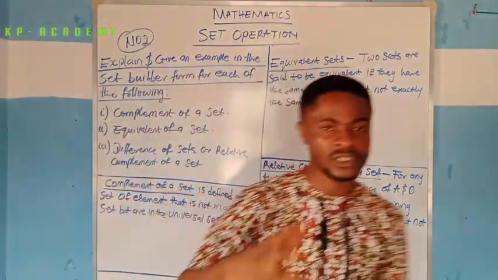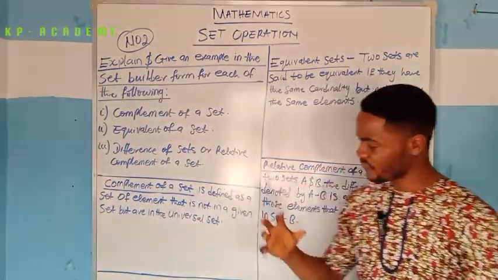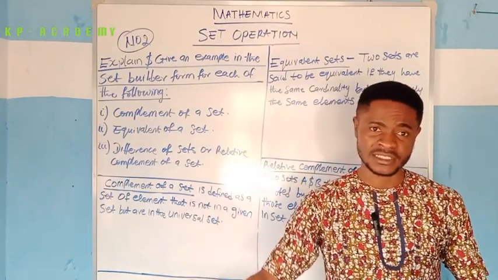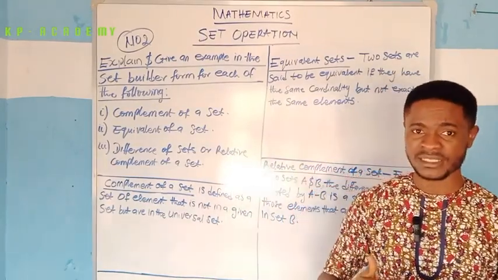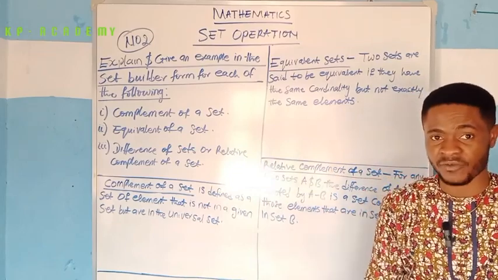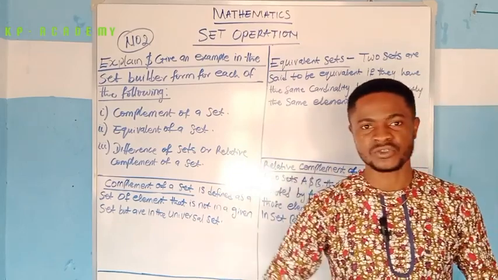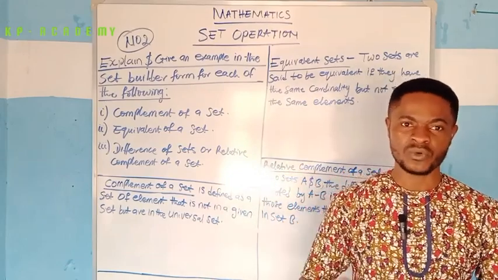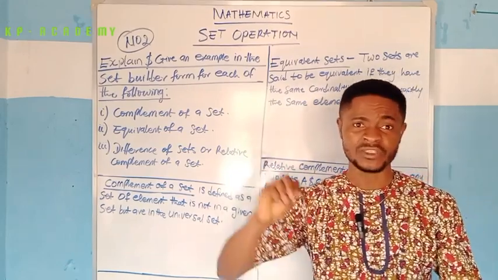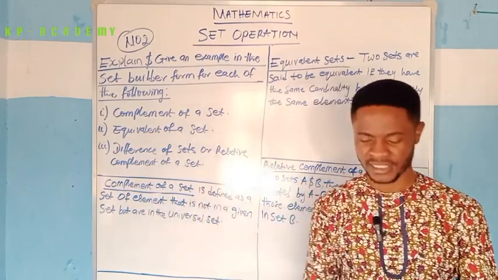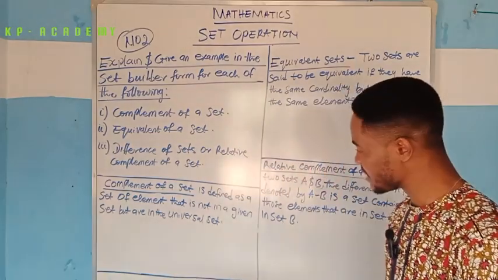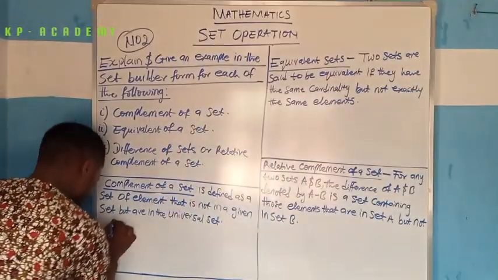So it means that whenever you are given two sets, such that one is a universal set and the other one is maybe set A, for instance, you can be asked to get the complement of set A. So the complement of set A will be those elements that are in the universal set but they are not in the given set, say set A.